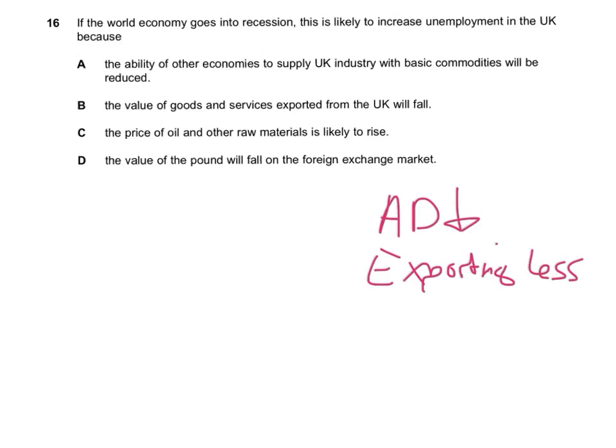Is the ability of other economies to supply UK industry with basic commodities going to cause unemployment to go up? No, that's not true, because it would probably make unemployment go down, because we'd have to make our own commodities. B, the value of goods and services exported to the UK will fall. That's the answer, because if everyone's gone into recession, they're not going to be buying our goods, so there'll be less value of goods and services being exported, which means AD will be going down.